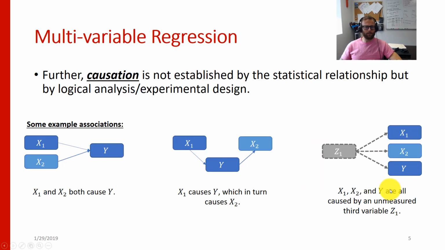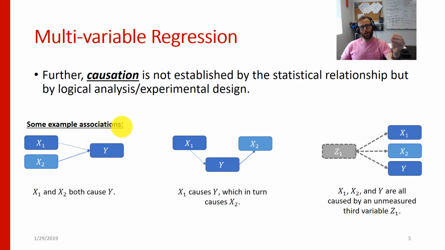Further, it's important to clarify that causation is not established by the statistical relationship, but by the logical analysis or experimental design. You've probably often heard the phrase correlation is not causation. I would modify that slightly to say association is not causation, because correlation is more of a specific statistical test. And there are lots of other types of tests we could do to measure associations. So even though they're not correlations in name, there could be other statistical tests that similarly don't get at causation. Oftentimes, we are measuring associations with our statistical analysis.